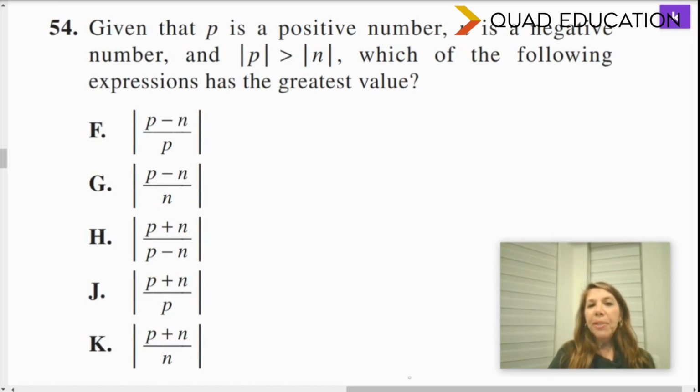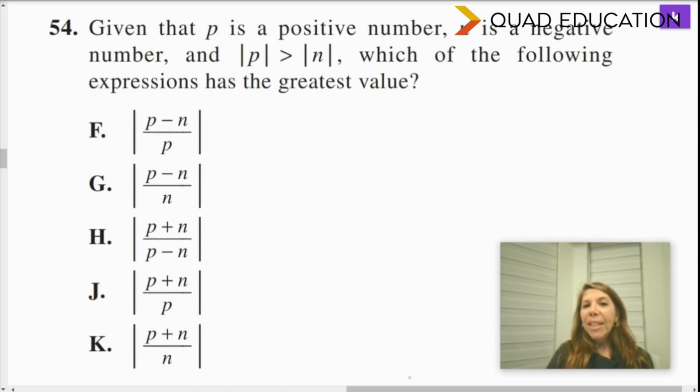Today's question comes to us from the math section of an ACT exam, and it's question number 54 out of 60, so it's meant to be a little challenging, but there's actually a simple way to approach this problem. The question reads, given that p is a positive number and n is a negative number, and the absolute value of p is greater than the absolute value of n, which of the following expressions has the greatest value?